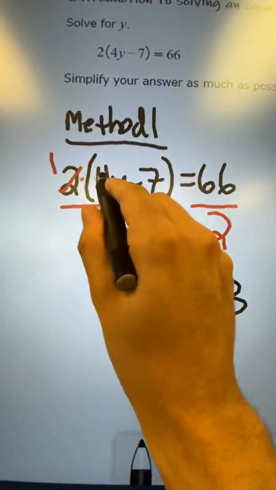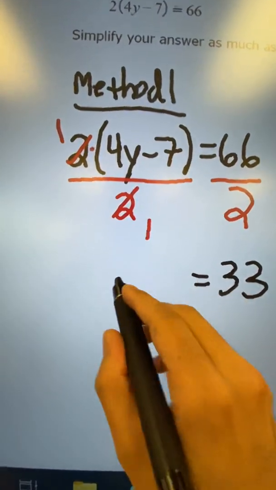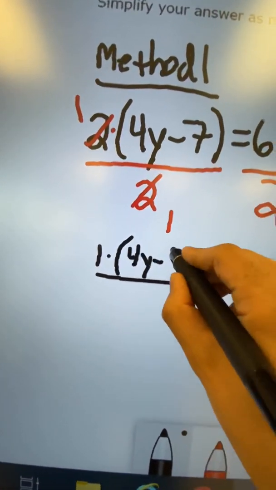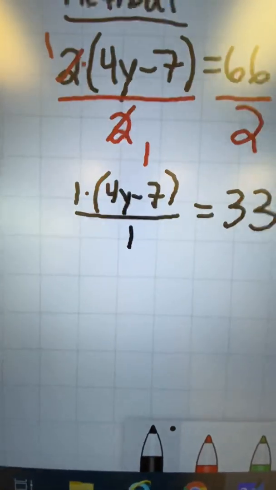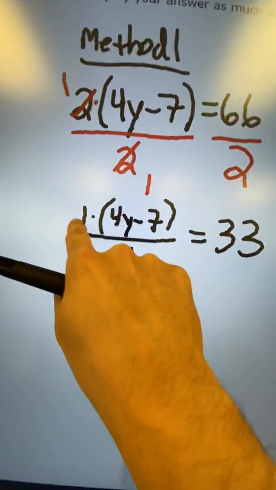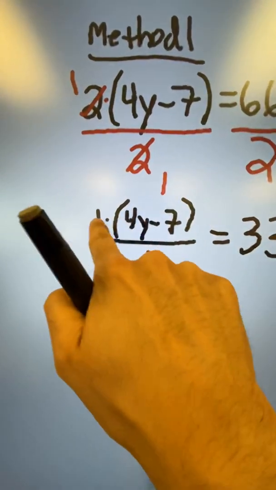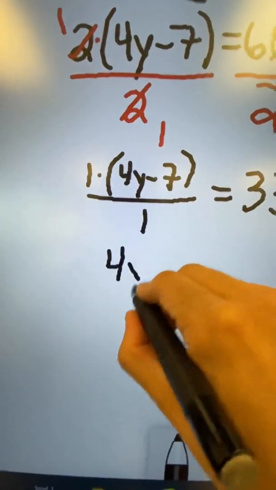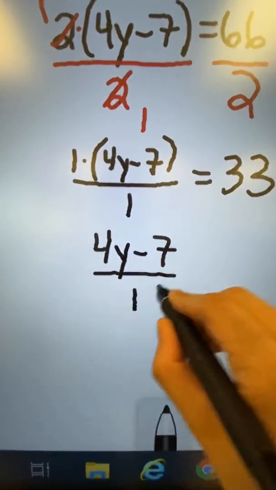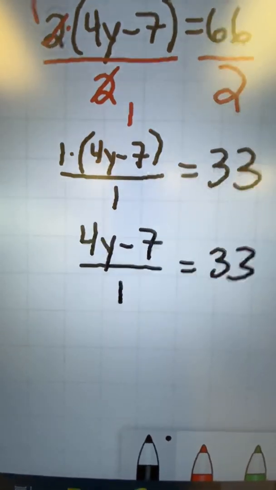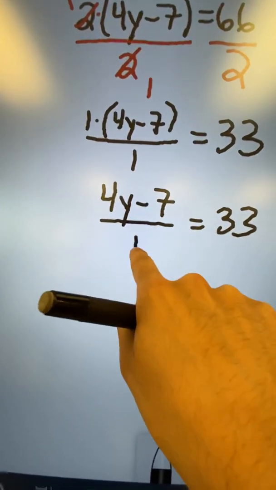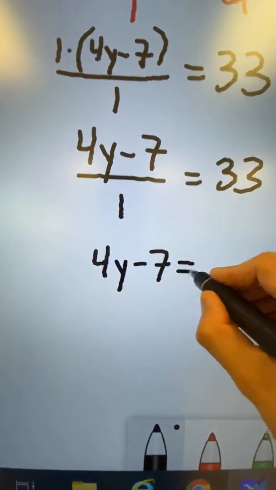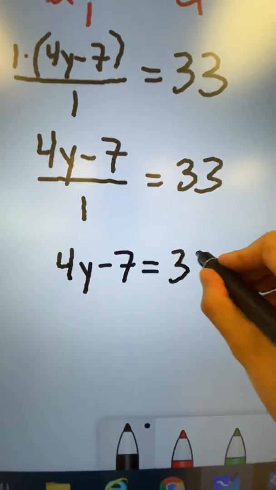This became 1, that became 1. I don't usually do this work here, but I'm going to show you just so you have it as a reference and can see how it simplifies. 2 divided by 2 becomes 1 over 1. Any number or expression times 1, you get back the same thing. So 4y minus 7 divided by 1. I'm just simplifying the left side. Anytime you divide something by 1, you get back whatever your numerator is. So we get 4y minus 7. Dividing by 1 doesn't change anything, so this is what we get.